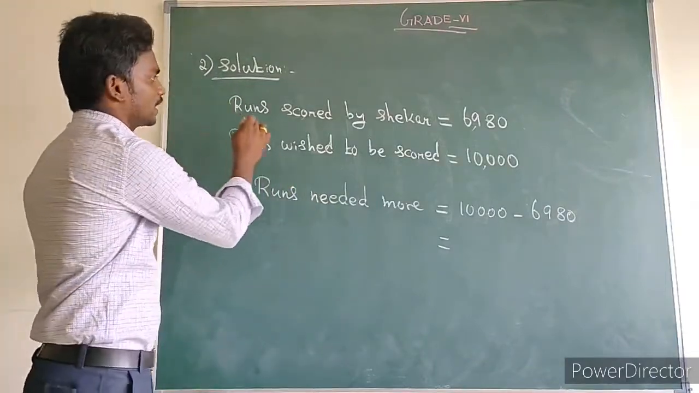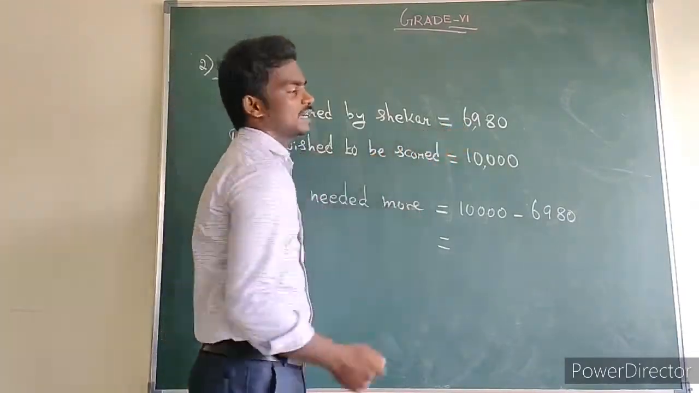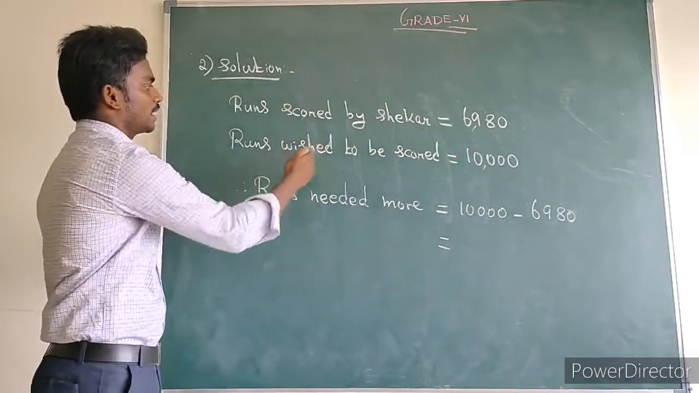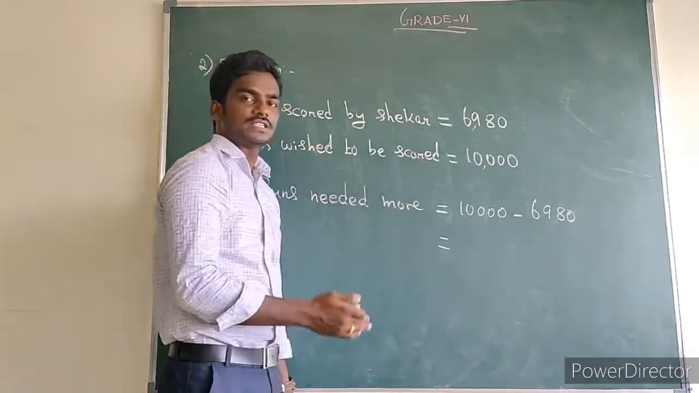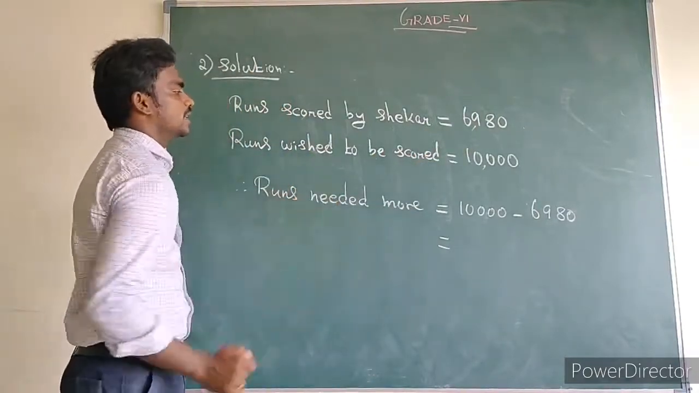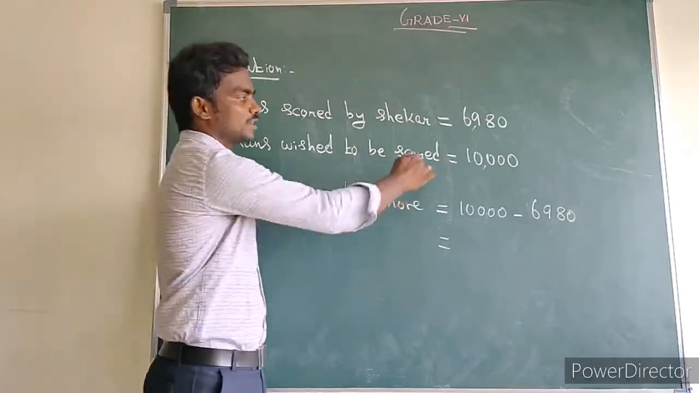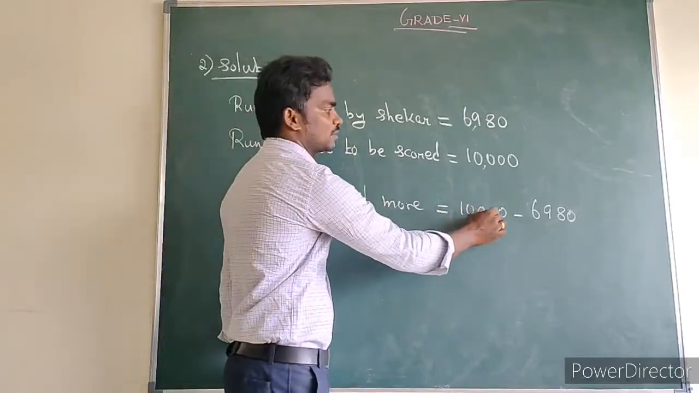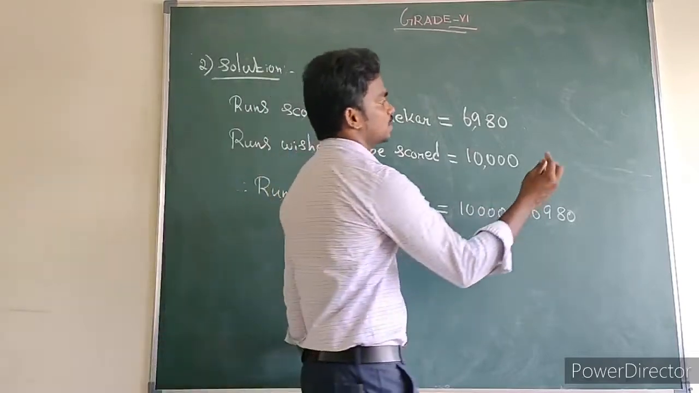So see our solution. Runs scored by Sagar equal to 6,980 is given. Next one, runs wished to be scored is equal to 10,000. This is also given in our question. So runs needed more. How many more runs do we need to complete 10,000 runs? So we want to subtract 10,000 minus 6,980. So what is the value?